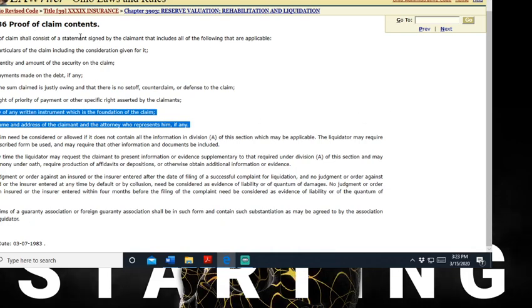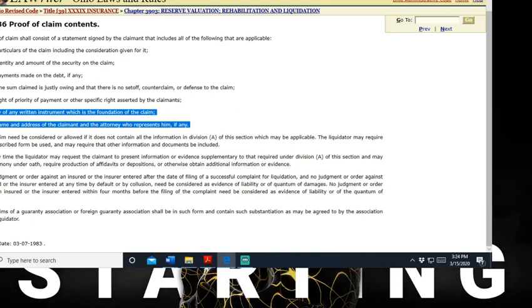So let's look at proof of claim. Now, the reason why it's under insurance is reserve, valuation, rehabilitation, and liquidation. This is where they foreclose. So you got to understand insurance. You got to understand that everything is done through bonds, and this is where insurance comes from. So you got to understand how to make claims, because there is no money.